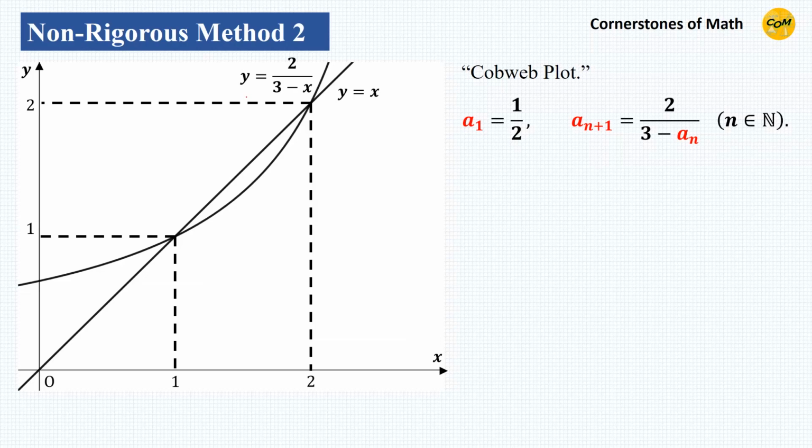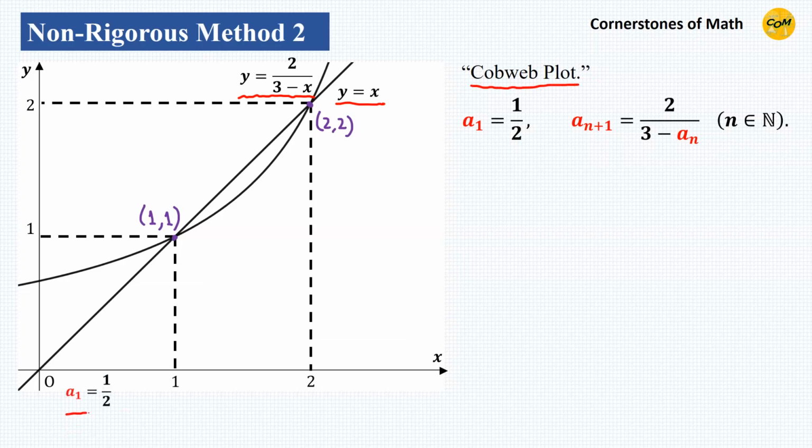Another method of guessing the limit is by using graphs. More specifically, using graphs of y equals 2 over 3 minus x and y equals x. Two graphs intersect at points (1, 1) and (2, 2). Here we can construct something called the cobweb plot.